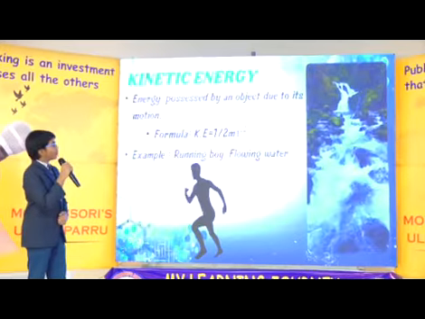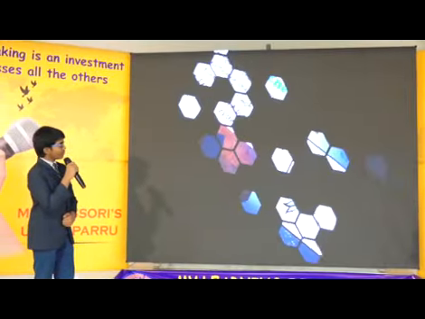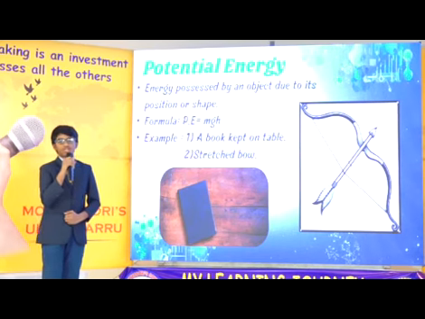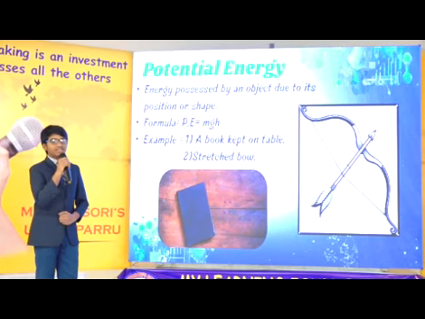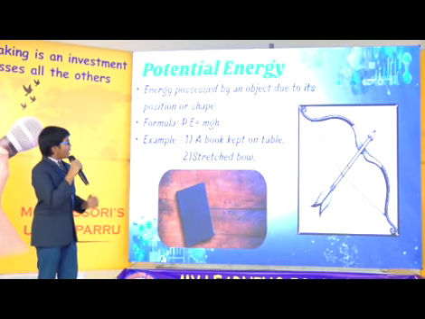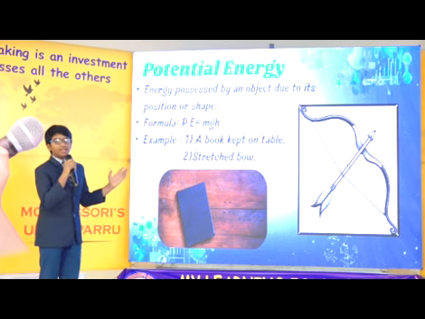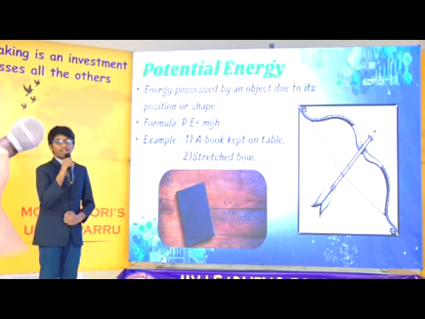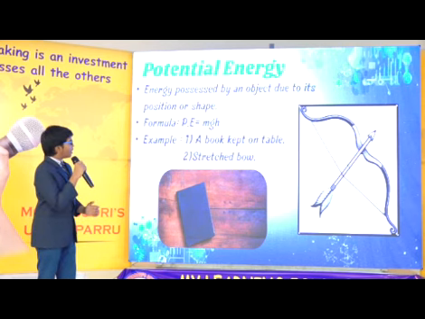Let us discuss potential energy. The energy possessed by an object due to its shape or position is called potential energy. Let us discuss its formula: mgh. Here m stands for mass, g stands for acceleration due to gravity and h stands for height. Let us discuss its examples.